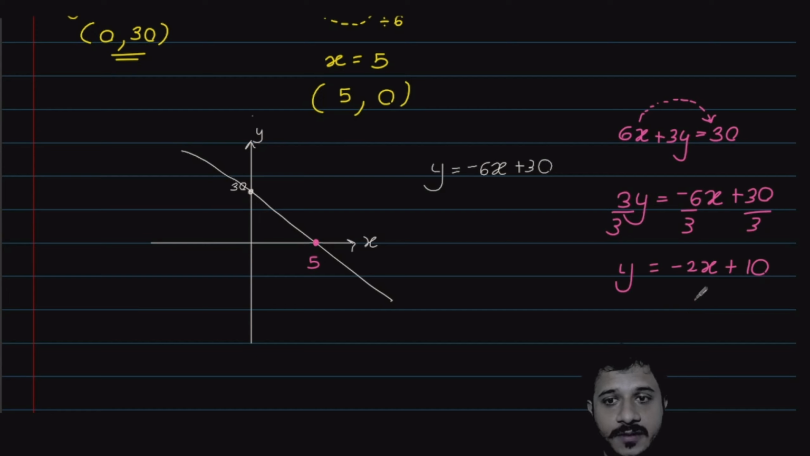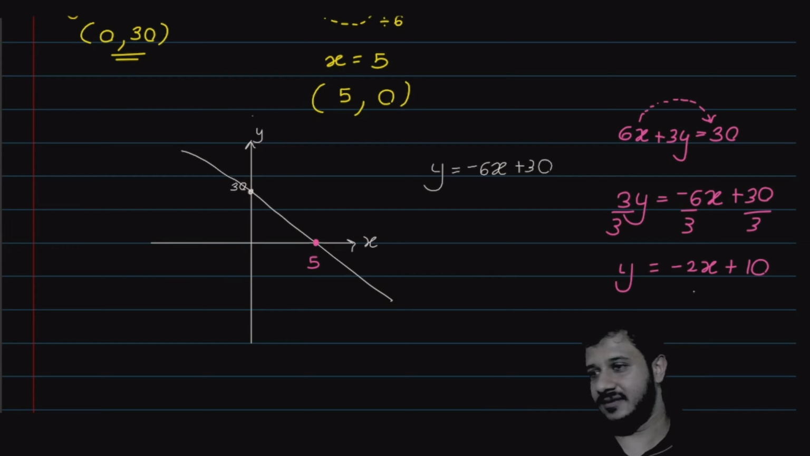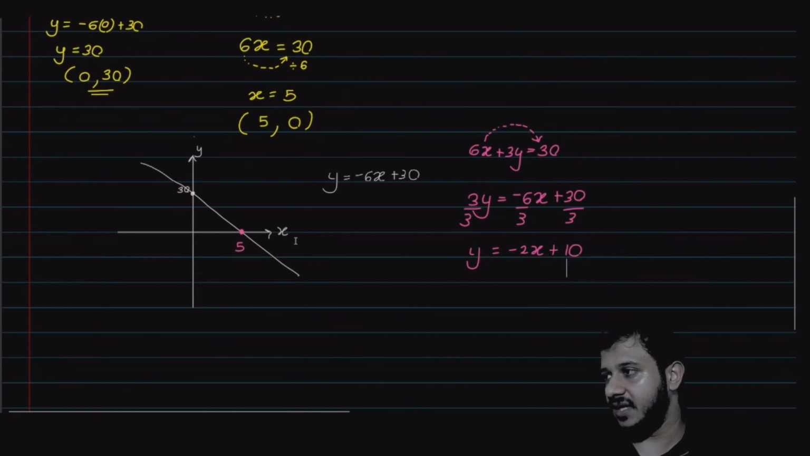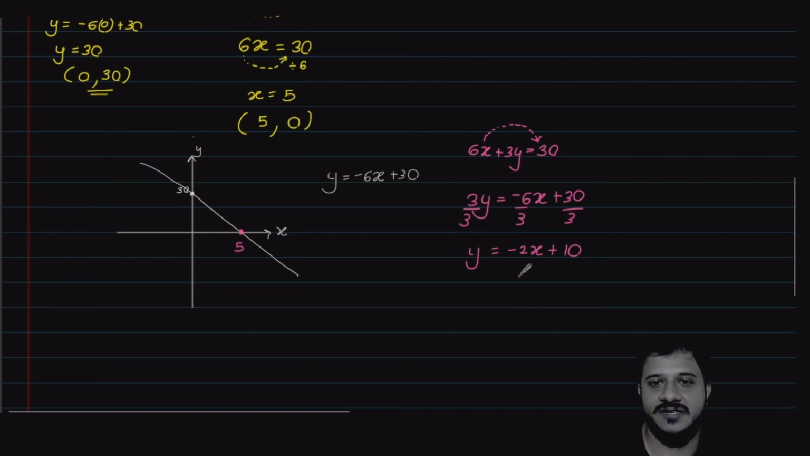I got 10 and negative 2x. Both are the same, no? A positive 10 and a negative 2x. But we don't write the x term second, no. When we write an equation, we always write y equals mx, then the plus c, the constant. Do you get it? Yes. Now I know that I can find the y-intercept and the x-intercept of this straight away.